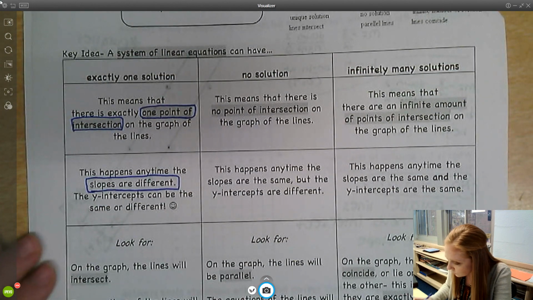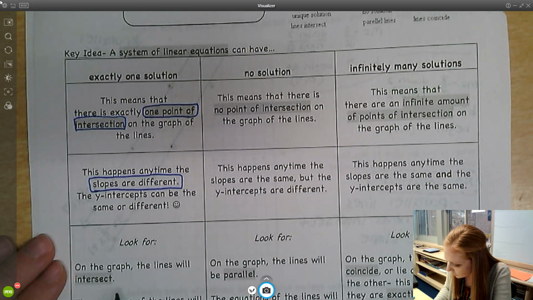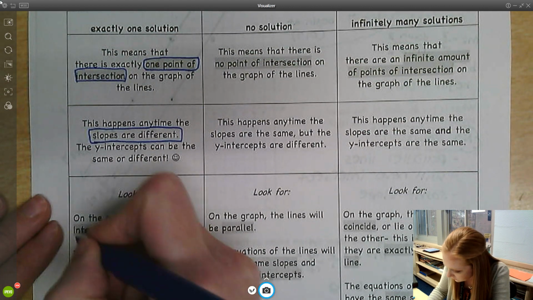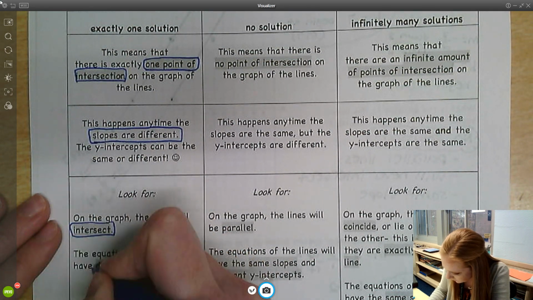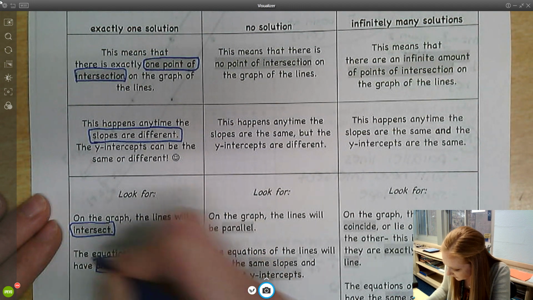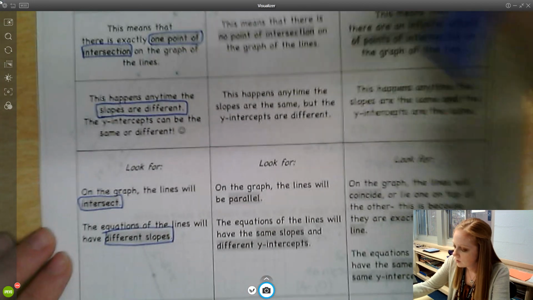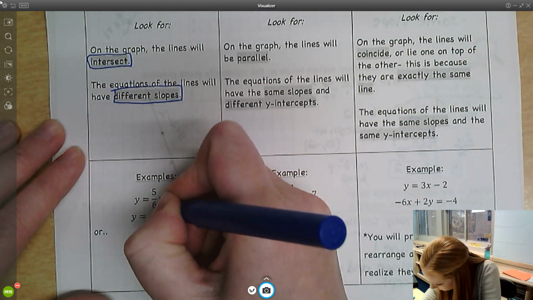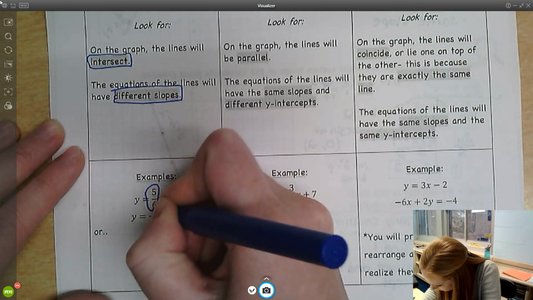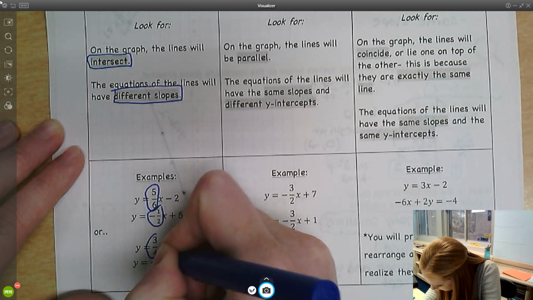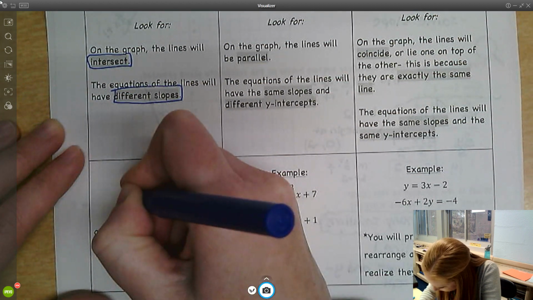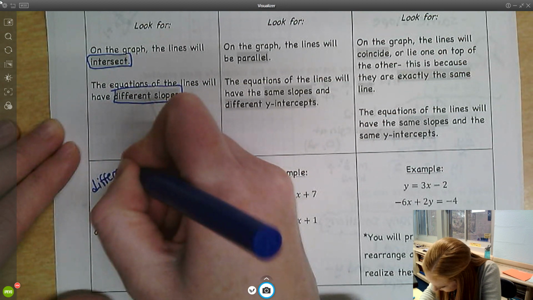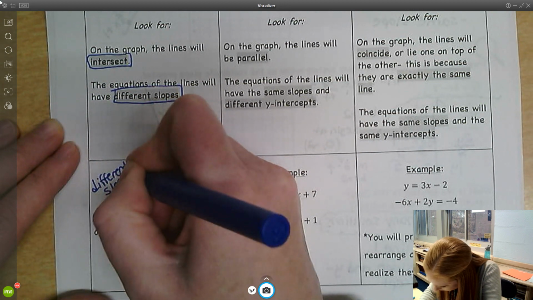Okay, so what you can look for on your graph, you're going to look for two lines that are intersecting, and you're going to look for different slopes. Here's an example. These two have different slopes, and these two have different slopes. All right, so I'm just going to circle our slopes. Different slopes means one solution.